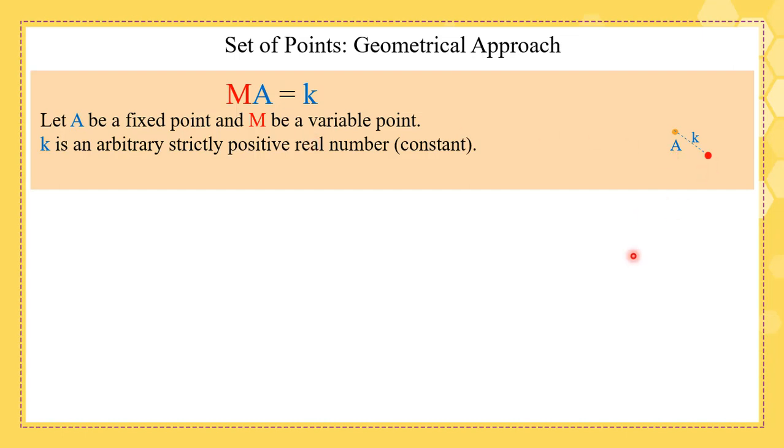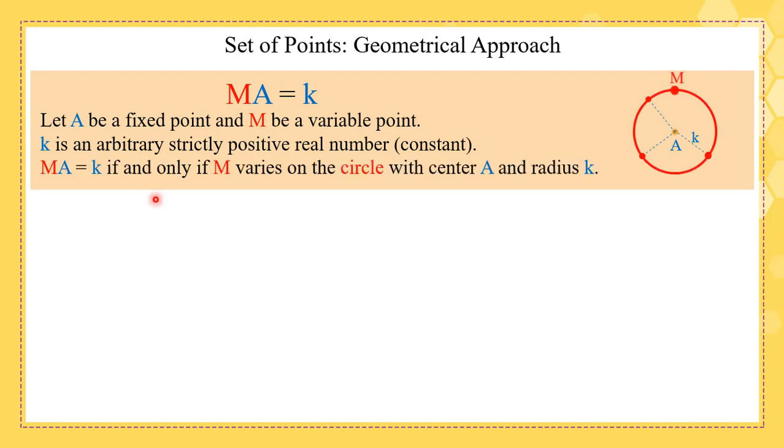This is the first position of point M. Let's take another position. This also could be the position of point M such that MA is equal to K. This is a third one. So from here we can tell that M moves on a certain circle. So MA equals K if and only if M varies on the circle with center A and radius K.